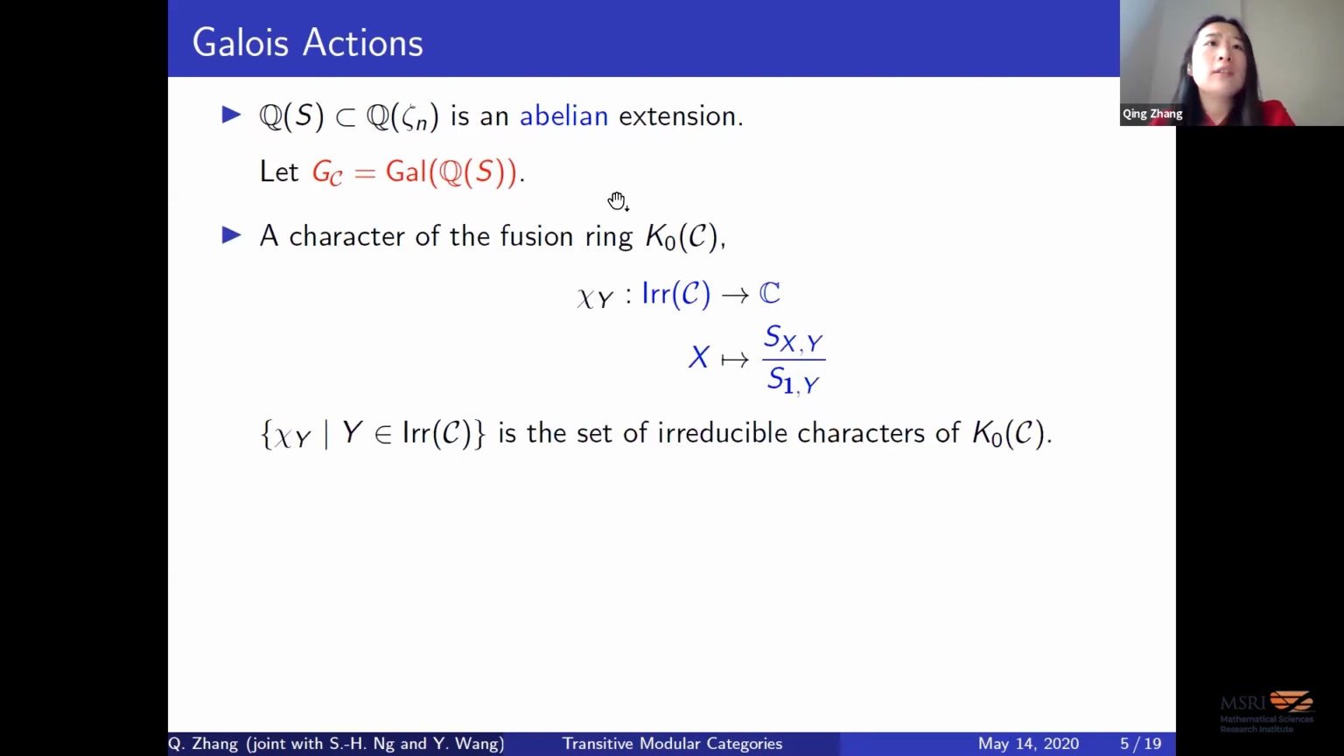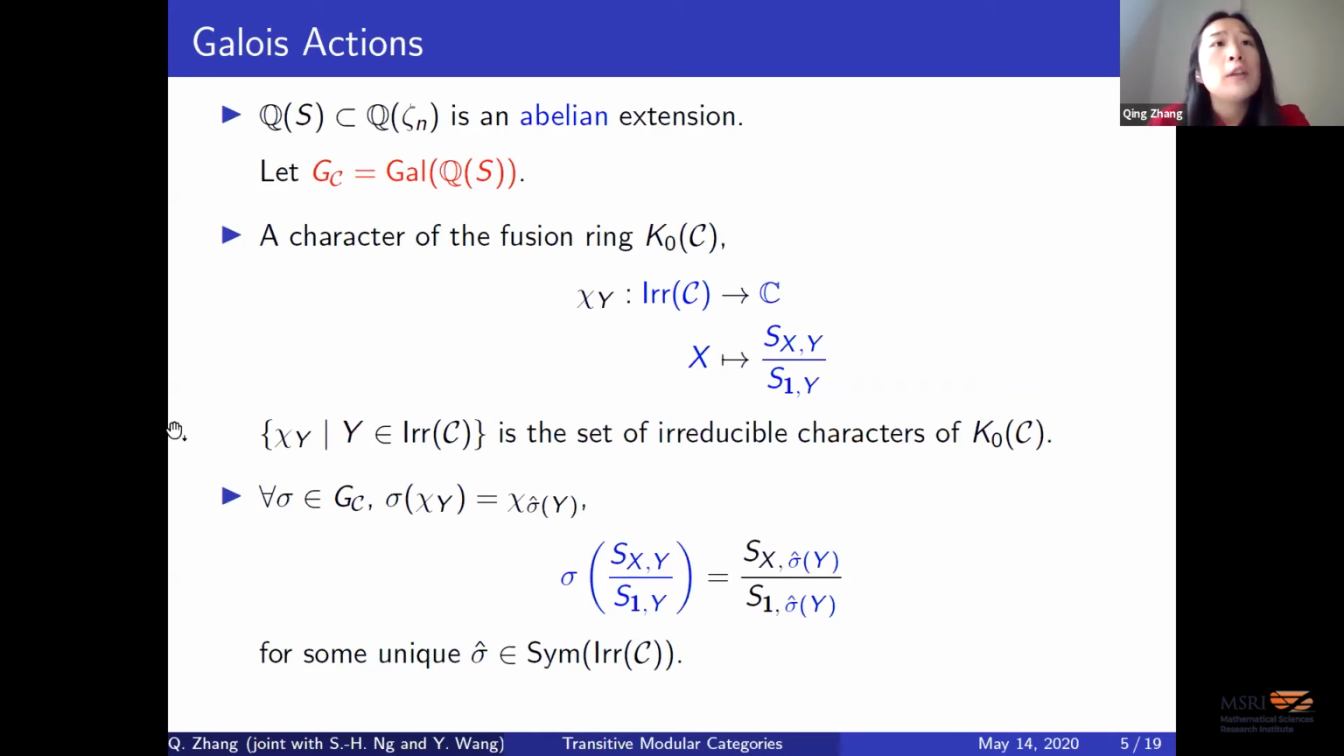And using the Verlinde formula for modular categories, every simple object Y gives rise to a character of the fusion ring, where the character chi_Y sends a simple object X to S_XY over S_1Y. And chi_Y, for any simple object Y, forms the set of irreducible characters of the fusion ring.